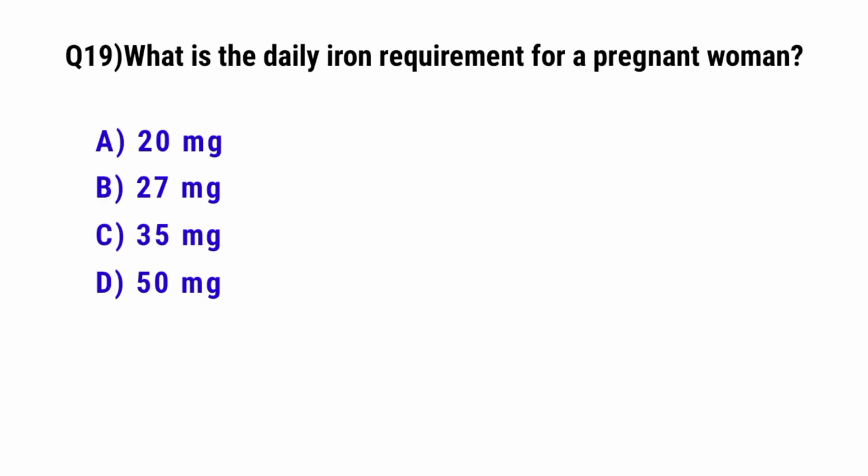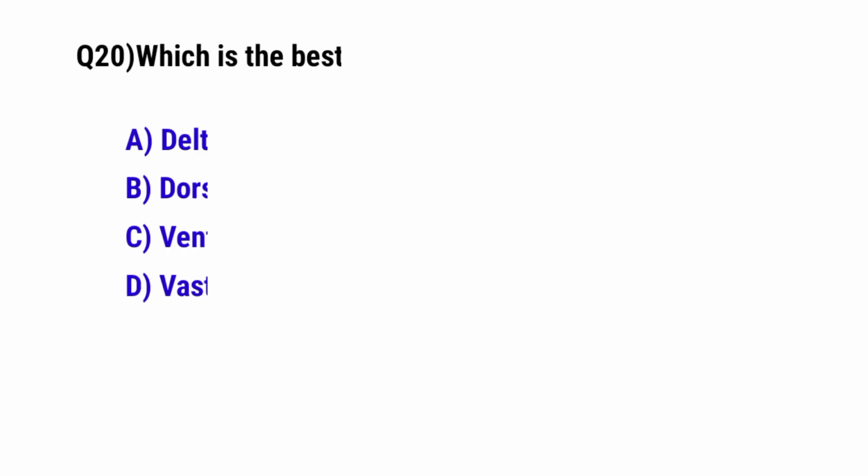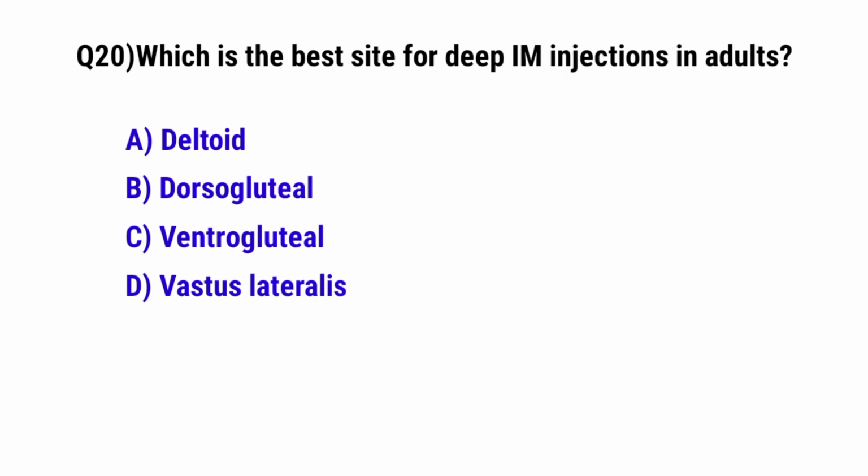Question number 19. What is the daily iron requirement for a pregnant woman? The correct option is B. 27 milligram. Question number 20. Which is the best site for deep intramuscular injection in adults? The correct option is C. Ventrogluteal.